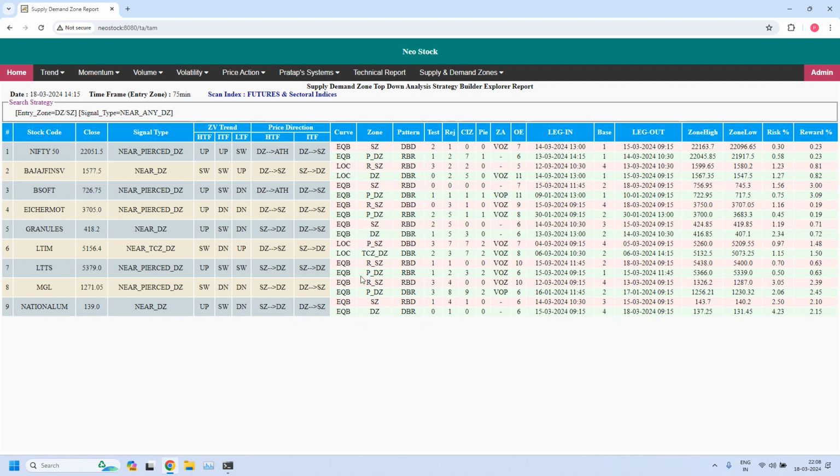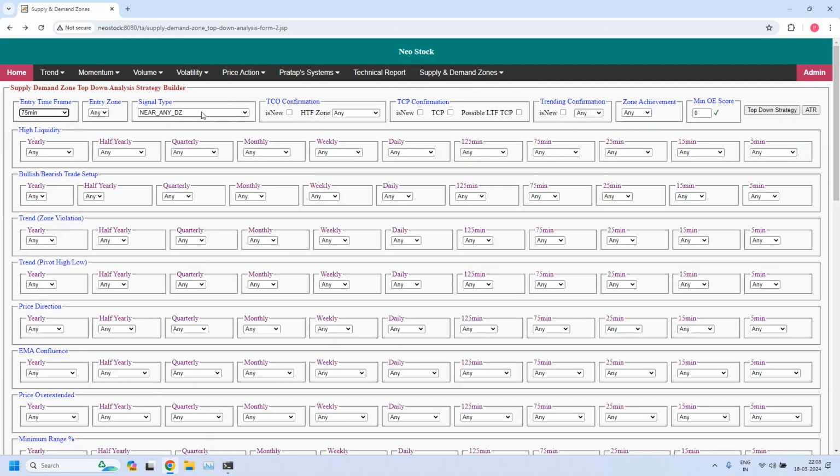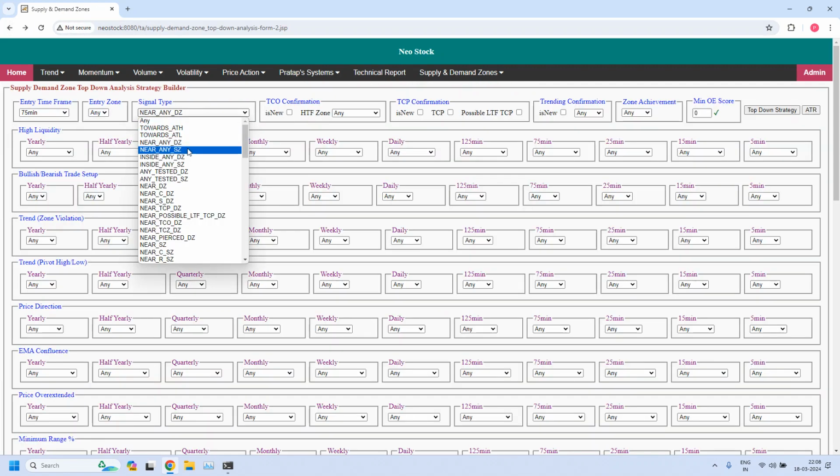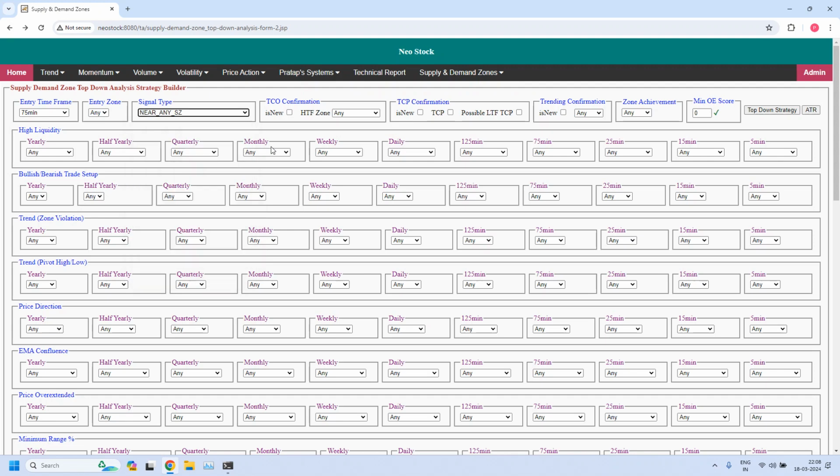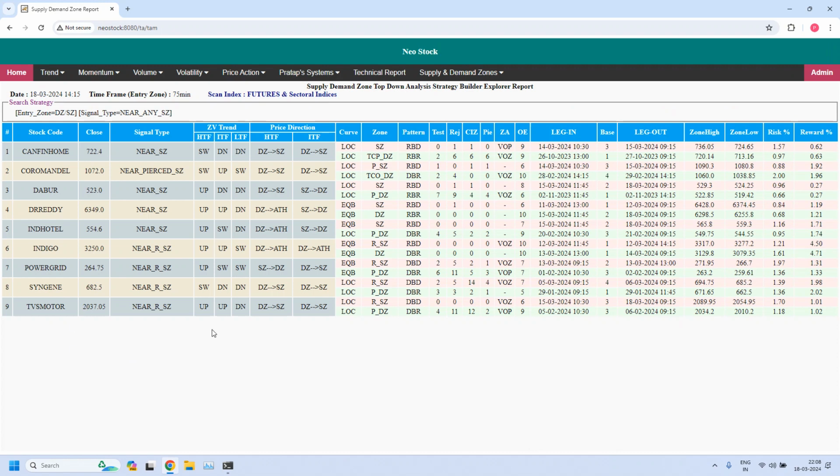That means we didn't find any demand zones at all today in daily as well as 75 minutes. So far we identified 2 high liquidity supply zones on the daily time frame. Anyway, let's move on to the supply zone generation. For the 75 minutes time frame, let us find the stocks near the 75 minutes supply zone. 9 stocks are filtered. Let us check high liquidity 75 minute supply zones from this list.